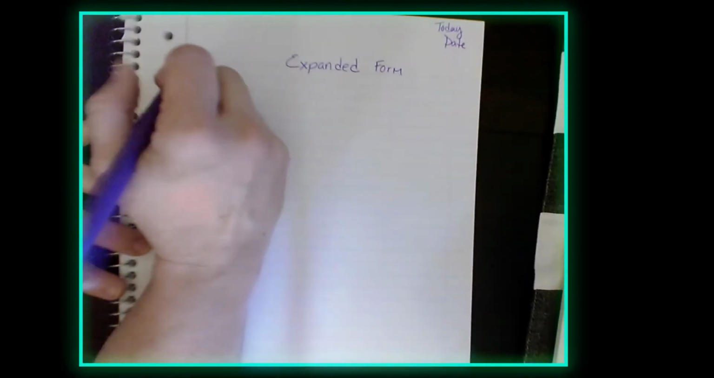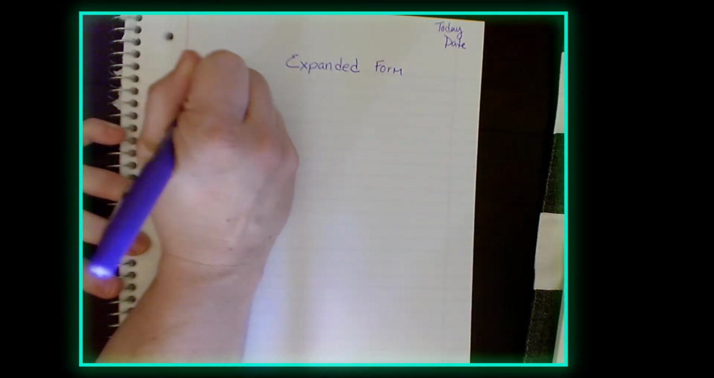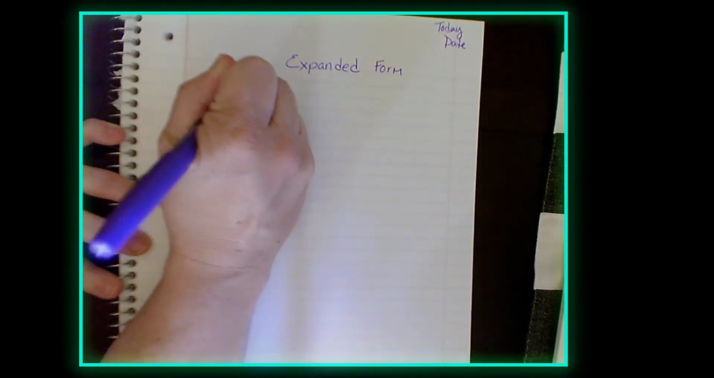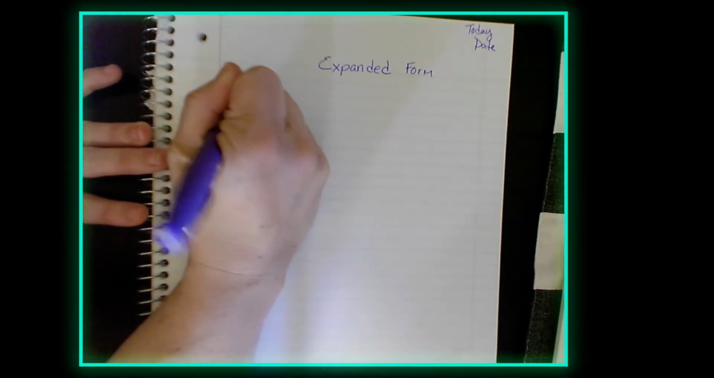So expanded means to expand or to stretch out. So expanded form is like a rubber band, and you have to stretch out your number like a rubber band. So if the number is 7,843, you'll know that to expand that number, you have to look at the place value. And this is a 4-digit number. So the first digit that you see is the 7, and the 7 is in the thousands place. So that means I have 7 1,000s. So I'm going to write that as 7,000.